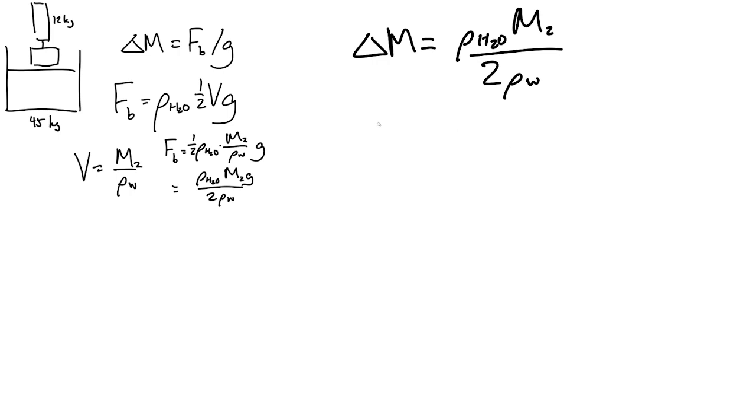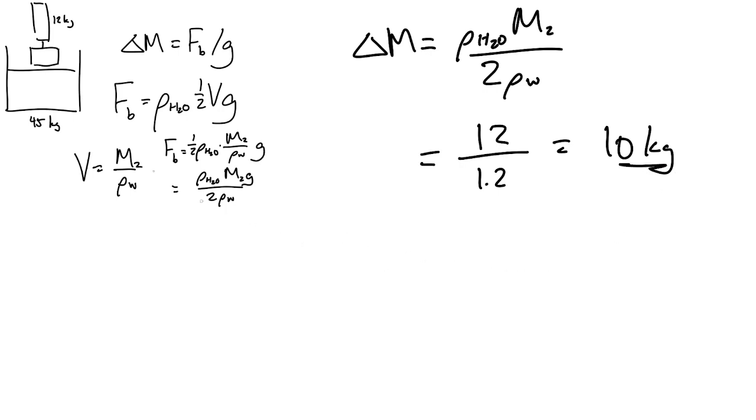And now we can just start plugging in values. So the density of water is equal to 1 gram per cubic centimeter, so that's going to be 1 times our mass 2, which is 12, divided by 0.6 times 2, right? So that's 1.2. So that's going to be equal to 10, right? 10 kilograms. And so our change in mass is going to be 10 kilograms.